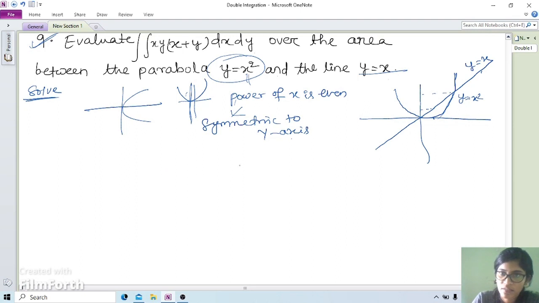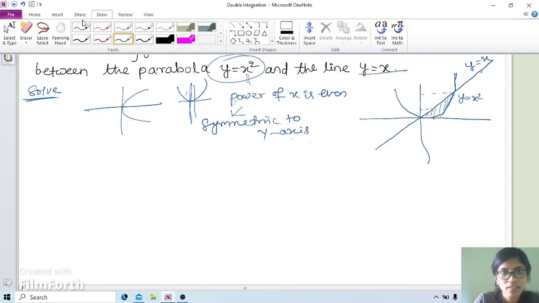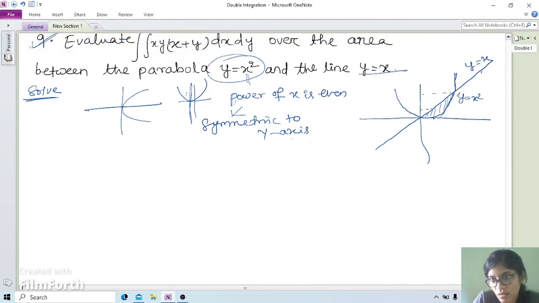We have to find the area of these portions. But now the question is, what is the limit of the integration? First we have to check the coordinates of this intersection.